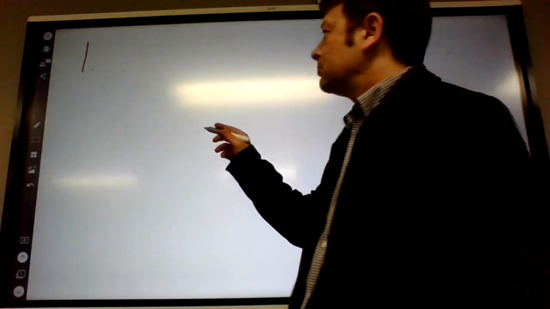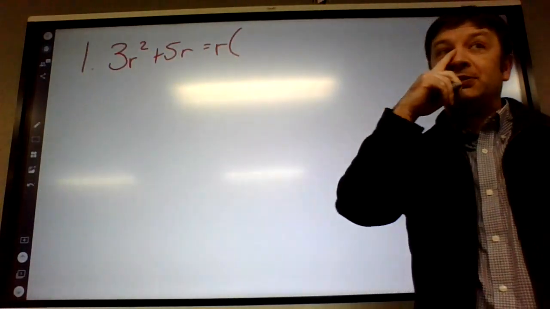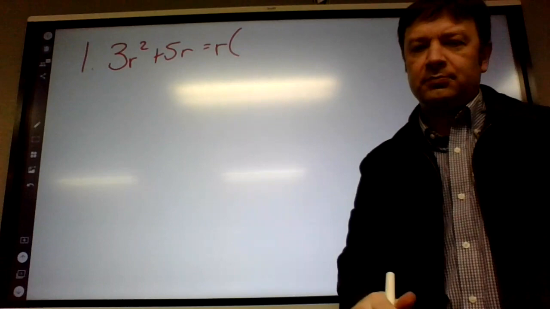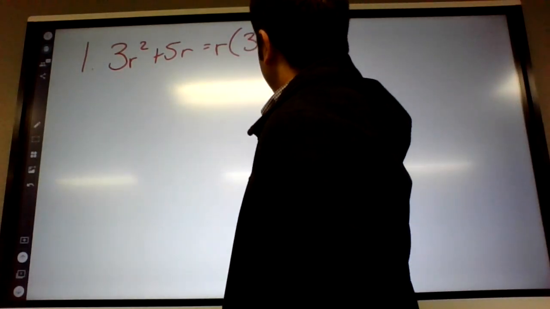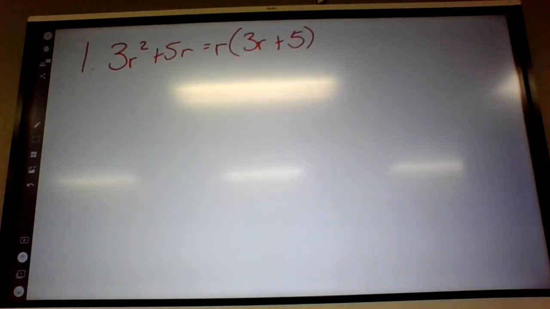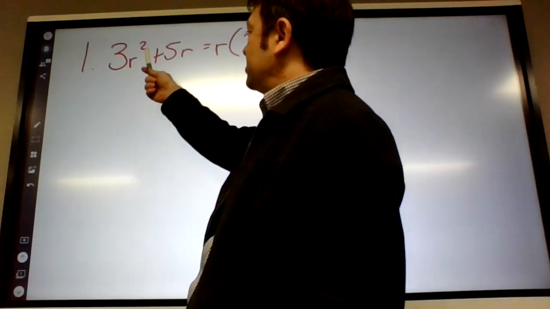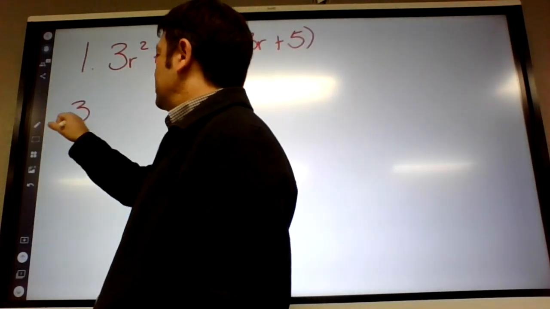Okay, Corbin, on number 1 it says factor out the common monomial. So what can we take out on number 1? R. Yes, just an R. So if we take an R out, what is left in the parentheses? 3R and 5. Right, 3R, bring the plus with it, and 5. And if you multiply that back together, you should go back to that. Go ahead and check it.